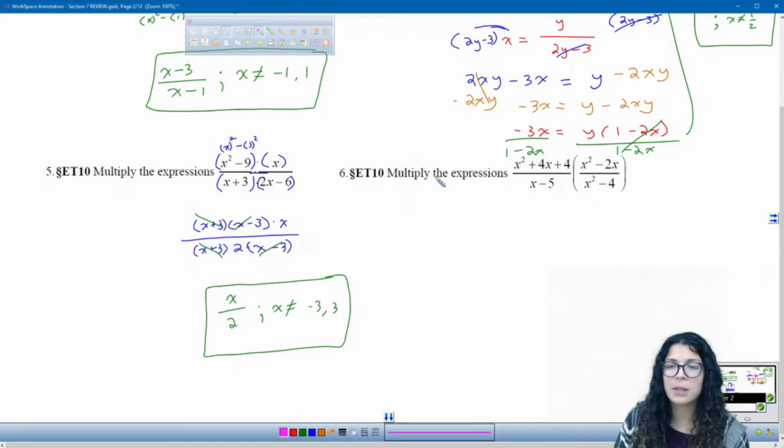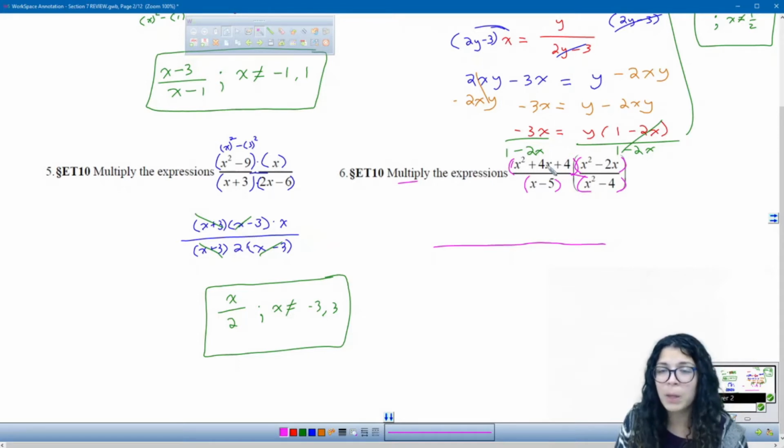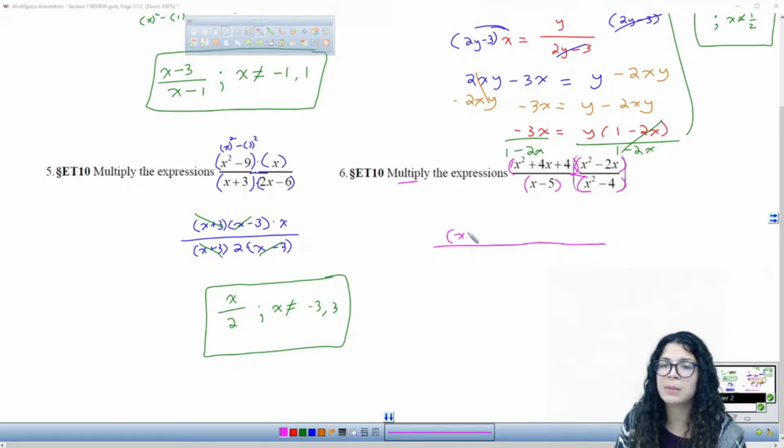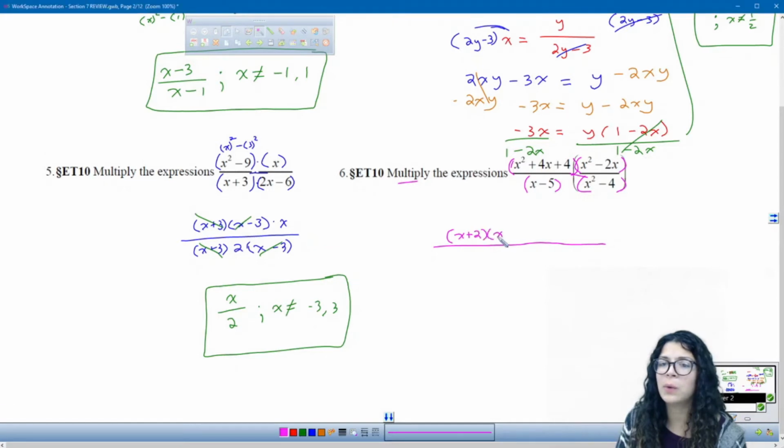So on number 6, we want to multiply these. So another multiplication question, again, top times top over bottom times bottom. So we're really just looking at one full fraction, and we just need to factor the different pieces. x squared plus 4x plus 4 is a perfect square trinomial, so it would factor into x plus 2 times x plus 2, right? 2 times 2 is 4, 2 plus 2 is 4.